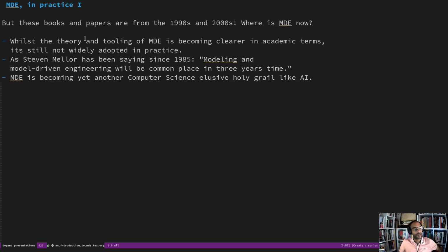We've got the usual quotes from those in the field, such as Mellor, which is a very funny character. Mellor basically says that MDE will be commonplace in 3 years' time, but we are saying that every year or every 3 years. So it seems like model-driven engineering and AI are similar. Of course, AI now is associated with ML, but for all the people like me that were around in the previous AI bubble, AI was supposed to solve all the problems in the world, and for a very long period of time, it was always around the corner.